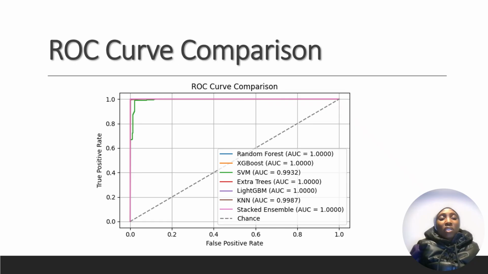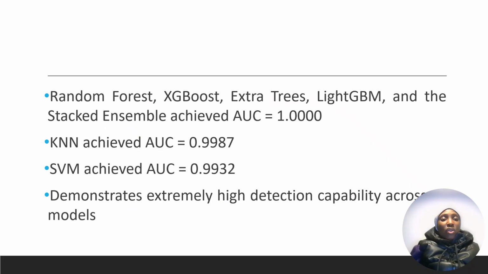So this is the ROC of our model, and it was discovered that most of the models performed well. Random forest performed well with an AUC of 1.00. XGBoost also performed well. Extra tree performed well. LightGBM also performed well. And our stacked ensemble model also performed well.